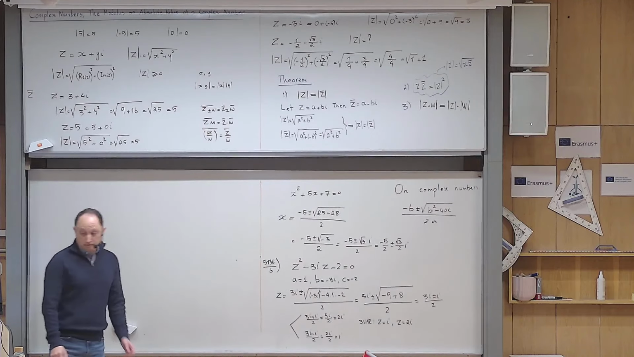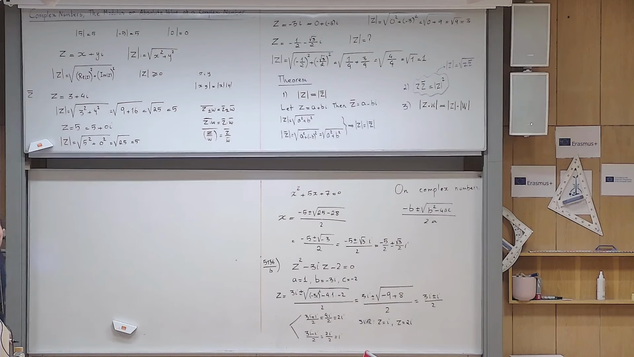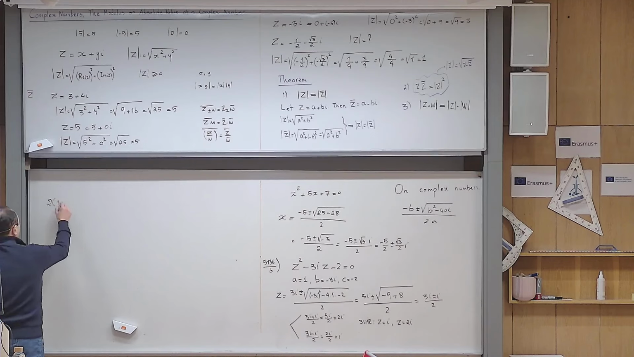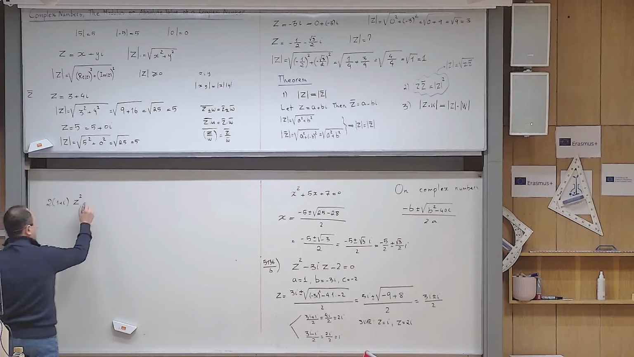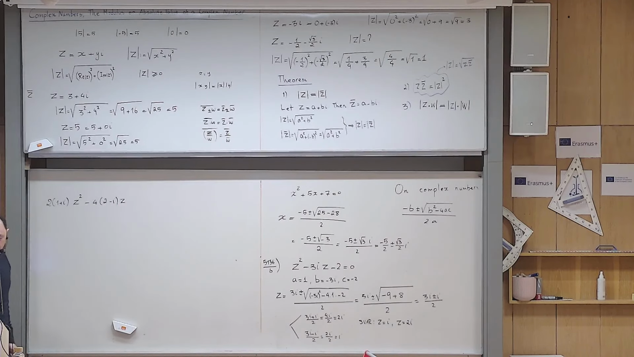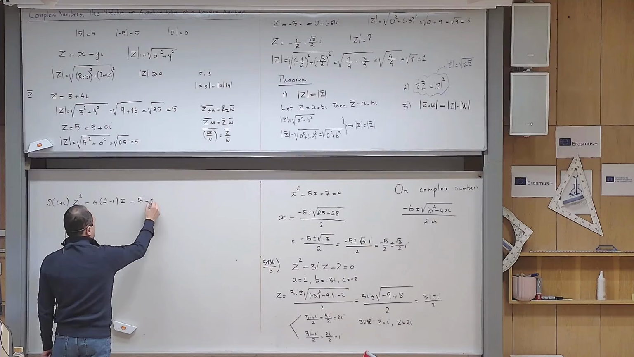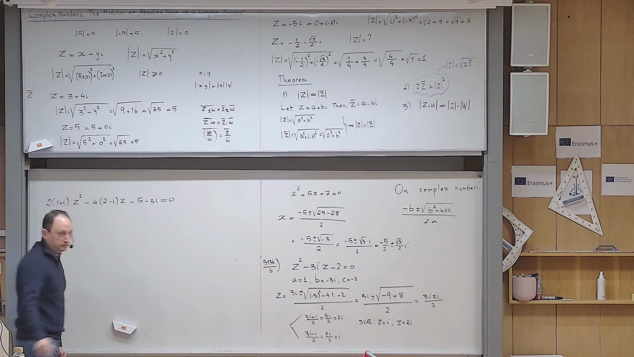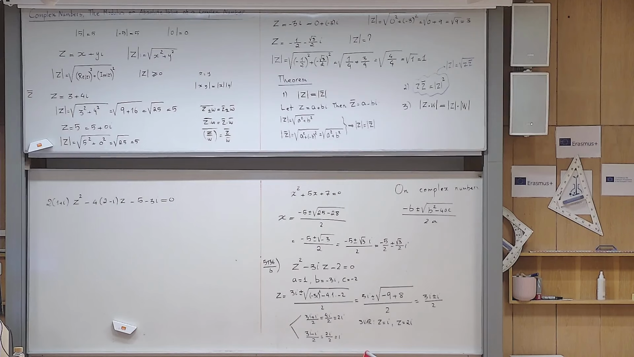Okay, let me write a hard one for you. So the same story, we want to solve an equation, but the equation is this: 2 times 1 plus i, z squared, and then I have minus 4 times 2 minus i, z, minus 5 minus 3i equals to 0. So let me double check because I have to adjust the numbers in an appropriate way. Yes, that's correct.